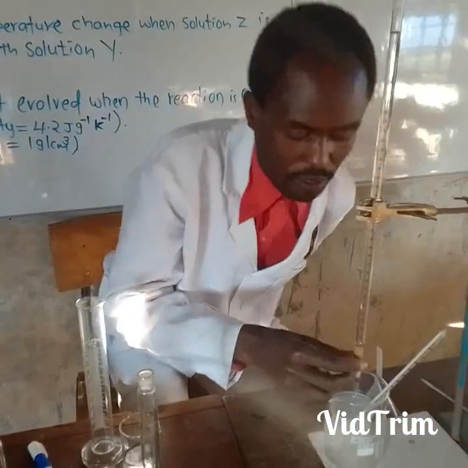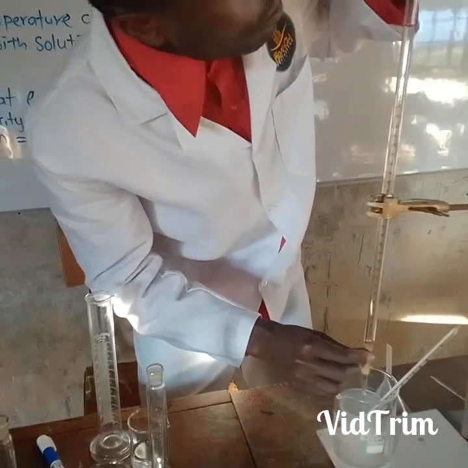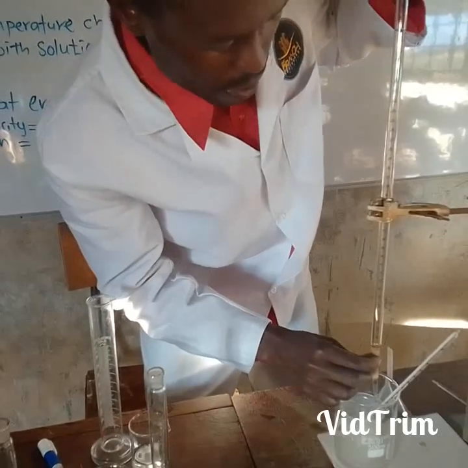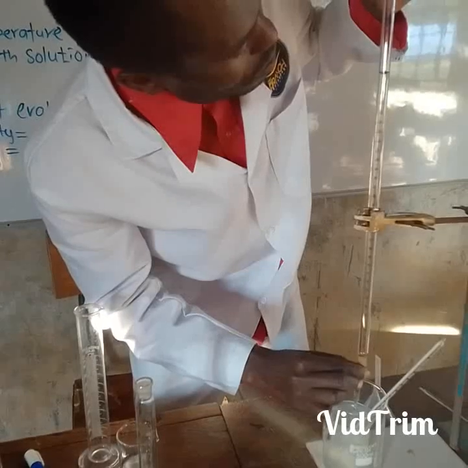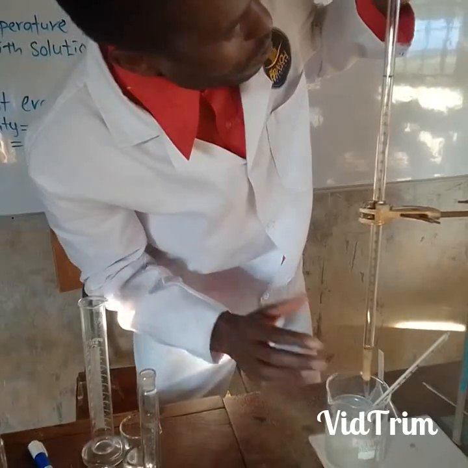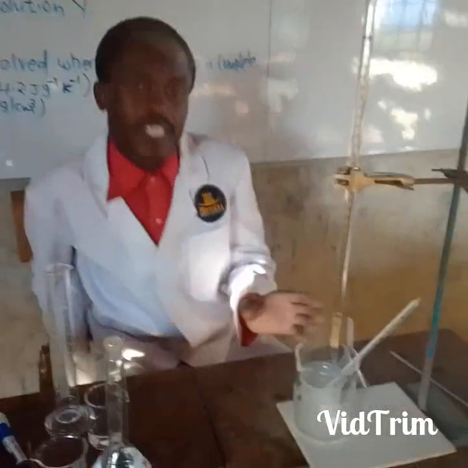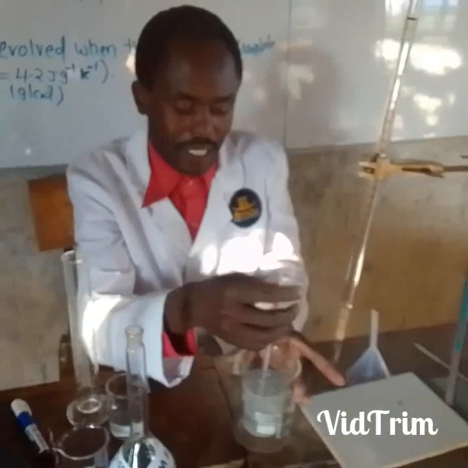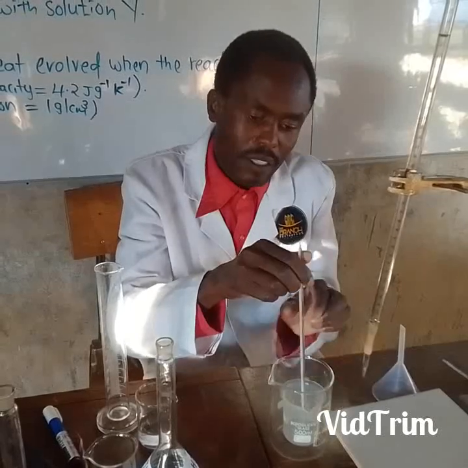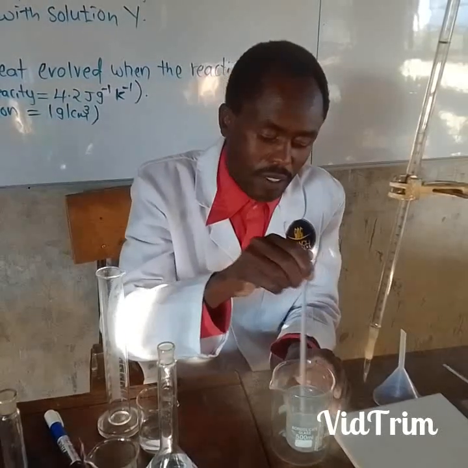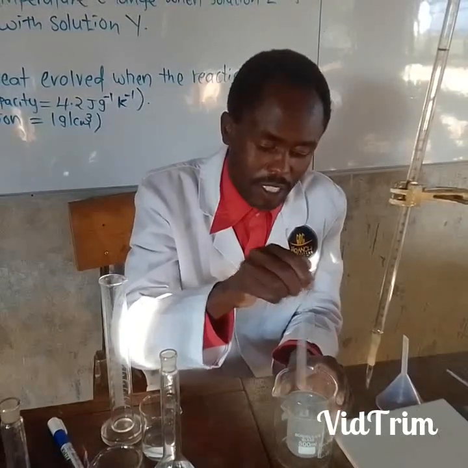I'm adding again 4. Now from 16 I move to 20. I add up to 20. That is 20. Then I again read the highest temperature reached. I start first of all using the thermometer without removing. Then I read the highest temperature reached.